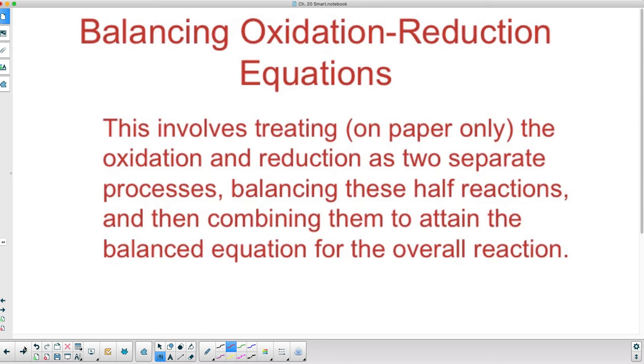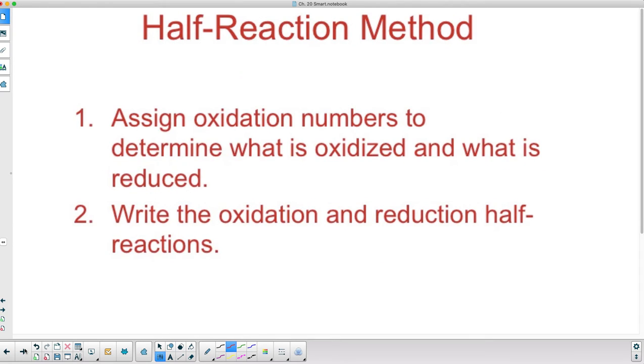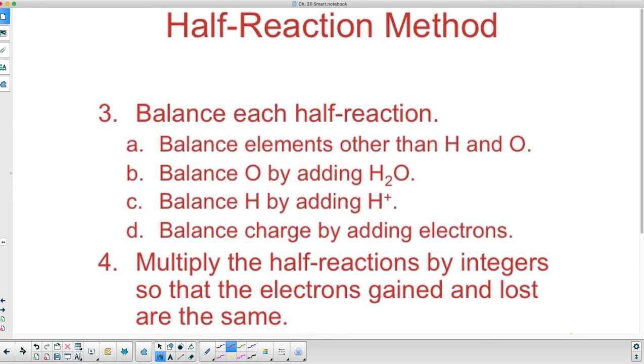Balancing involves treating, on paper only, the oxidation and reduction as two separate processes, and then we're going to put them back together at the end. So first, when we're doing half reactions, we need to assign oxidation numbers to determine what's being oxidized and what's being reduced. Then we write those things that are being oxidized together, and write those things that are being reduced together. Here, I'll show you what I mean.